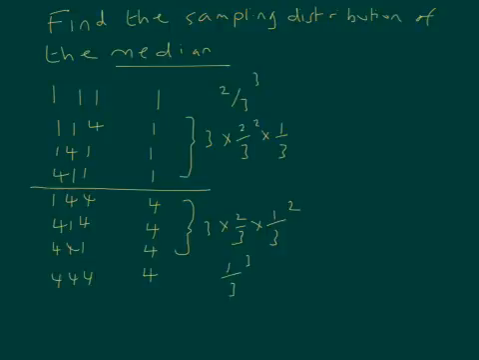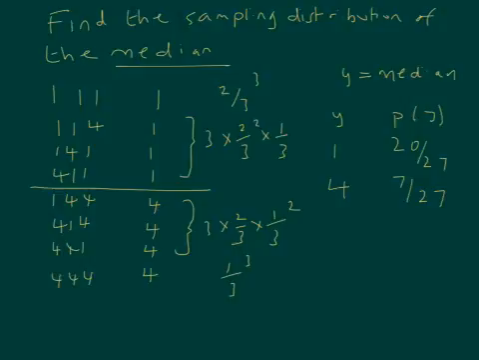Now in the last example we worked out the probabilities, which are these ones here. So the probability that the median is 1 is this number plus this number. So we can set it out in the same way. This time we're going to call it the median y. The probability that y is 1 is that plus that. That works out to be 20/27. So obviously there's only one other possibility, that's 4, so that must be 7/27. We could check that by adding them together. But this is the sampling distribution of the median in this example.